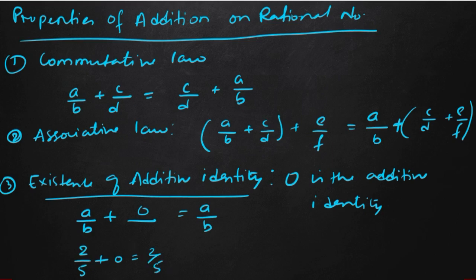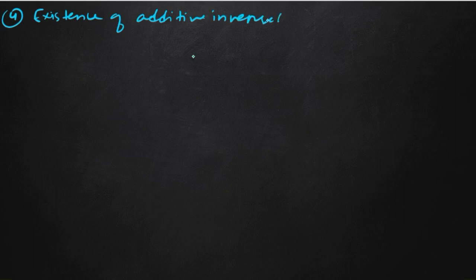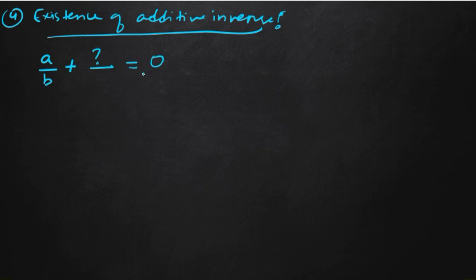Okay, and the fourth property is our existence of additive inverse. So how you have to think of this is, suppose we take one fraction a by b, a rational number. What will we add to this rational number so that our answer is 0? That number is then called the additive inverse.